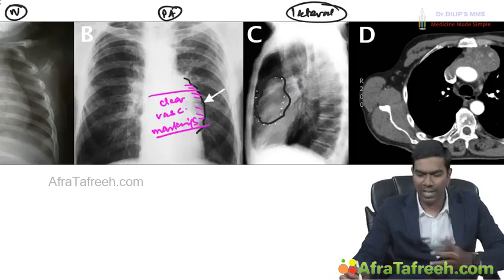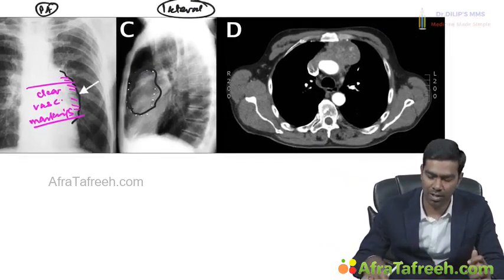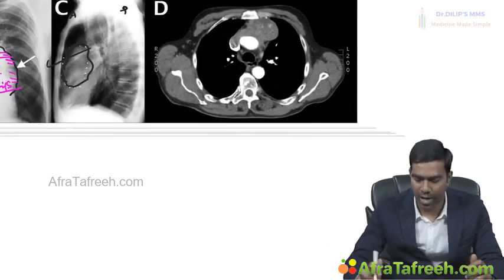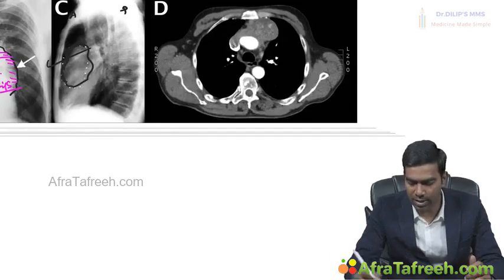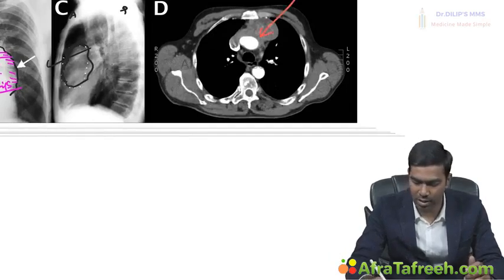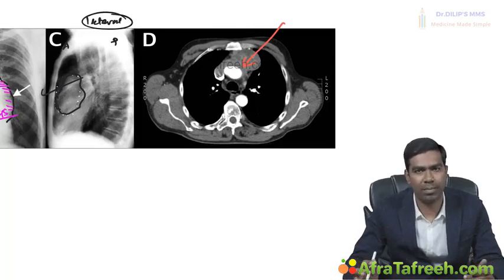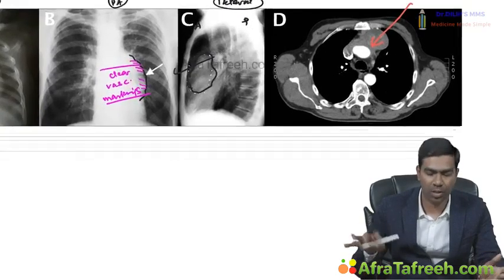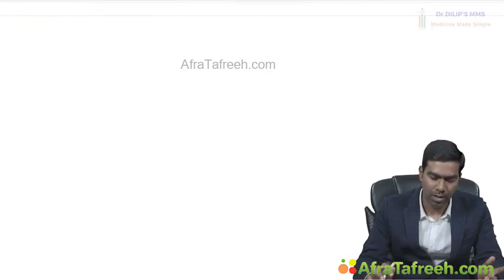In a lateral X-ray you can clearly see the anterior mediastinal mass because it's located in the anterior. This is posterior, so it's located in the anterior area. And in the CT also you can see this is the area where you can see the thymoma. So that's an anterior mediastinal mass again. CT is one of the best investigations for diagnosing this. Anyways, so this is how you diagnose a thymoma or an anterior mediastinal mass.